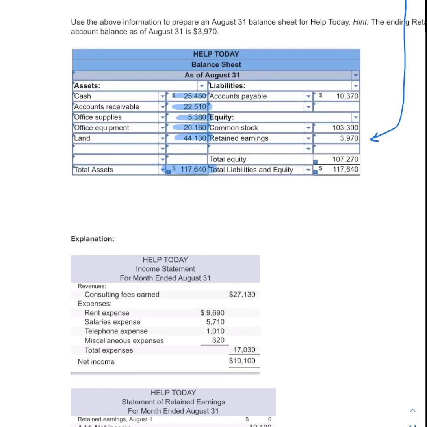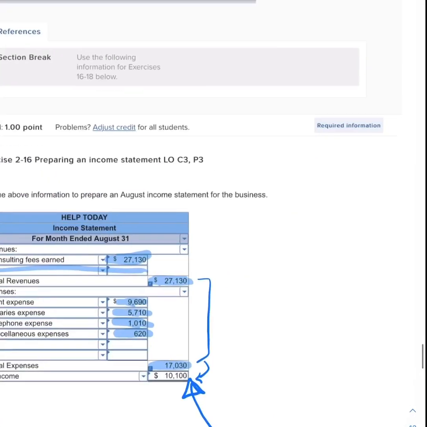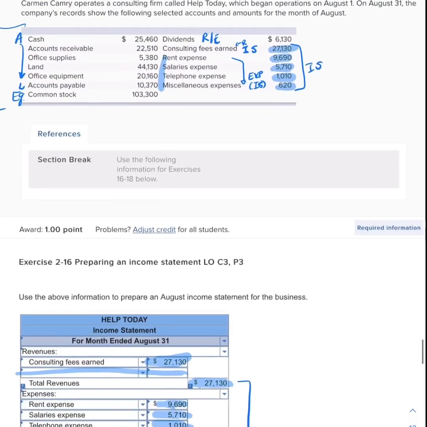Next, you'll see your accounts payable of $10,370. Once again, it is your only liability. Normally you would see a total liability line, but because there's only one liability, they have omitted that. That is fine. But just know if you did have more than one, you would see a total liability line in that position.